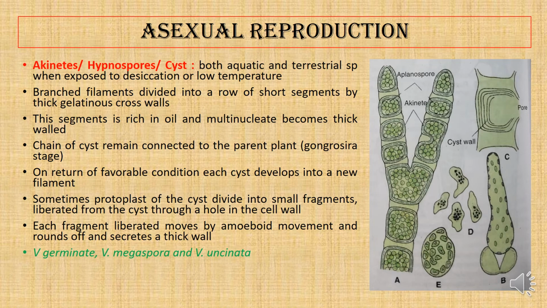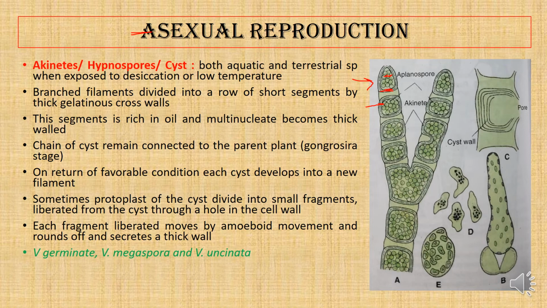Then we come to the Akinete, Hypnospore or Cyst. These are the same thing. When both the terrestrial and aquatic species suffer immense desiccation, then the entire siphon is divided into small regions, and these regions contain oil droplets, chromatophores and nucleus, and they are rich in oil droplets, and each region is covered by a thick gelatinous wall. So the entire siphon is converted into small, thick walled segments containing a high amount of reserve food matter, and they remain dormant during the period of drought, and on return of favorable condition, each of these segments develops into a new thallus. So each of these segments is called an Akinete or Hypnospore or Cyst.